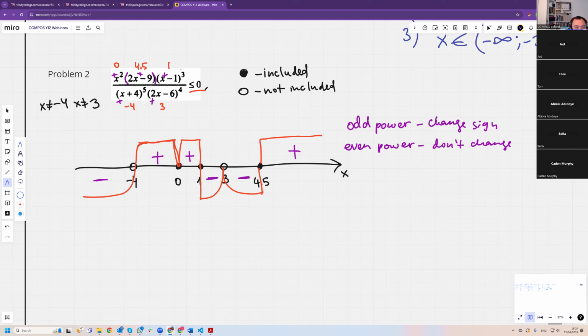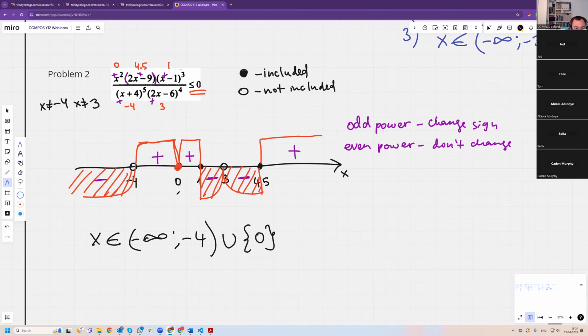Okay, and we need the negative ones. So we need the negative or 0. So we have 0 included. 0 is a solution. So the solution is x belongs to from -infinity to -4. Then the point 0, a single point, because it can be 0, because at 0, the whole thing is 0.